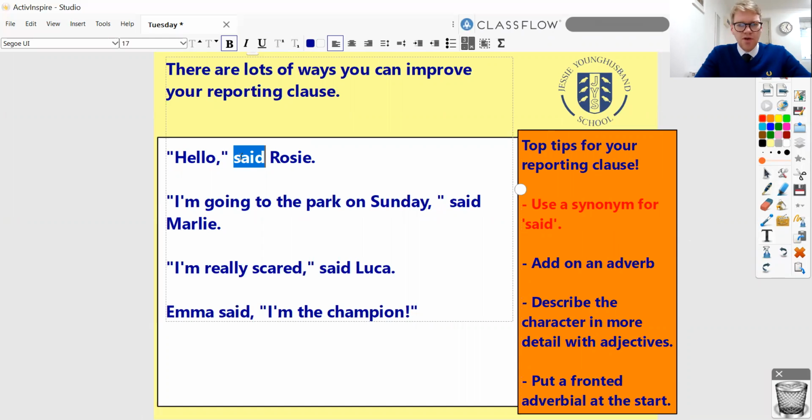Let's improve this one with that. So rather than said, what can I have instead of said? Right, I want a good synonym. Maybe you can think of some of your own that you can say out loud now. So I could have whispered, shouted, roared. I'm going to have yawned.